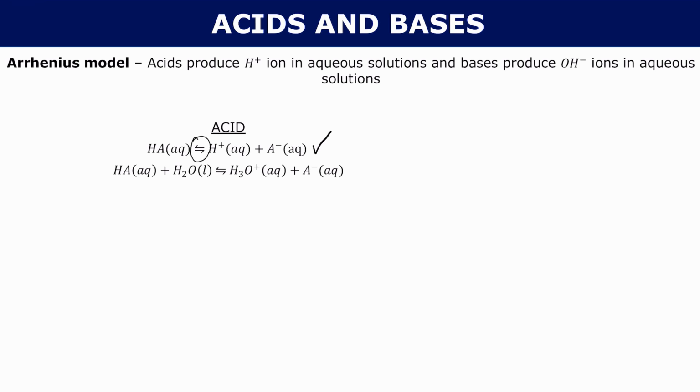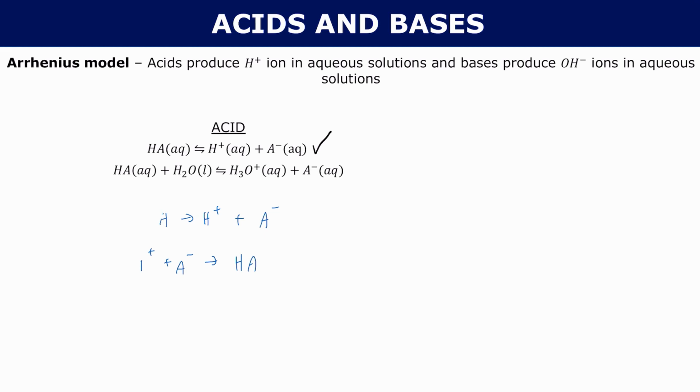Now, there's an equilibrium symbol here. What this equilibrium symbol represents is that you have a forward reaction and a reverse reaction. So the forward reaction is the acid turning into H+ and A- ions. But you also have the reverse reaction, where those H+ and A- ions that get produced are turned back into your acid. And so when you're at equilibrium, the rates of the forward reaction and the reverse reaction equal each other out. And depending on how dominant the forward reaction or the reverse reaction is, you have different strengths of an acid.